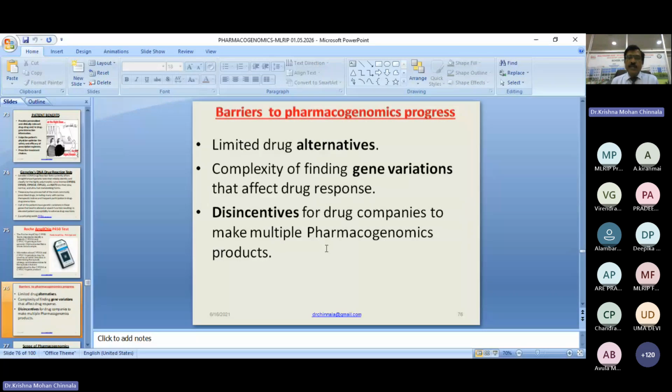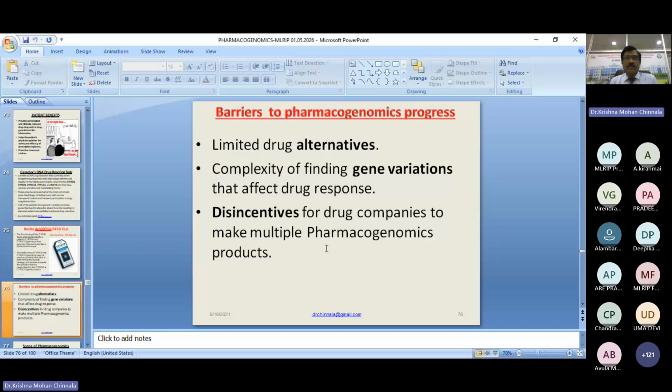The complexity of finding gene variations that affect drug response. So still, people are not familiar with finding out their gene variations and all. And there are disincentives for drug companies to make multiple pharmacogenomic products. So no company is coming forward to do this type of research. Of course, most of the companies are thinking about profits only, not the exact research and benefit to individuals.